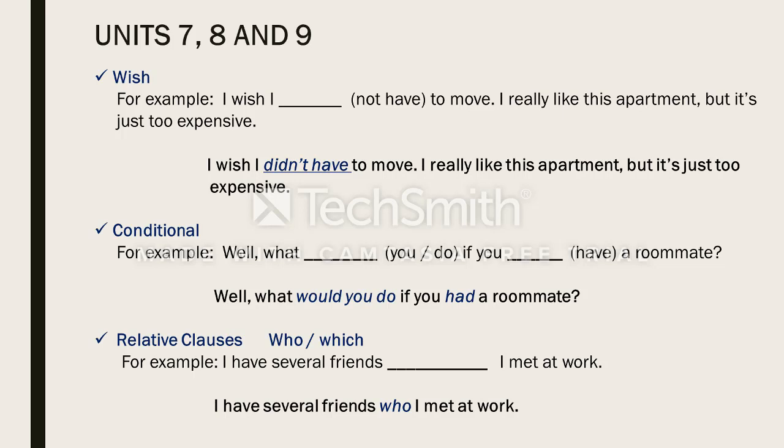But then you have the conditional. With the conditional you have, for example, the same idea. In parentheses maybe, or I will give you the choices and you would have to complete the sentence. So if you have something like this, "What (do) you do if you (have) a roommate?" At the end, you will have to select the best way: "Well, what would you do if you had a roommate?"